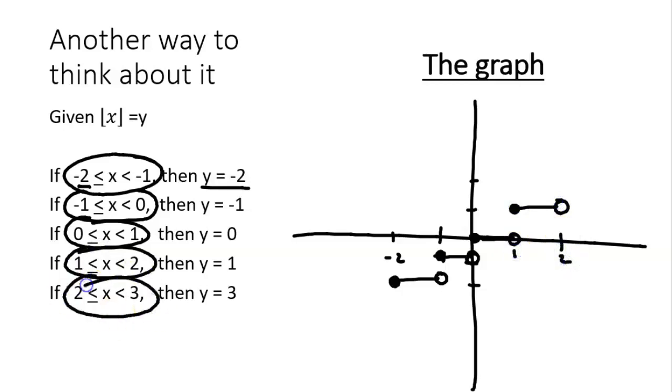And then from 2 to 3, the y value will always be 3, and so on. And so you end up with this thing, and now you guys can see why they call this a step function. It kind of looks like the steps of a staircase, doesn't it?